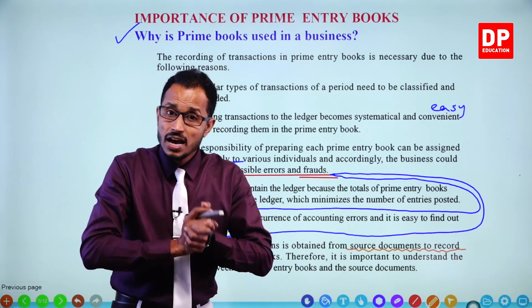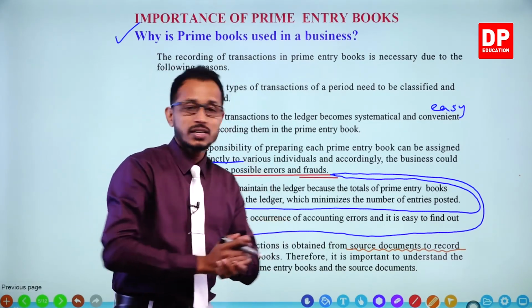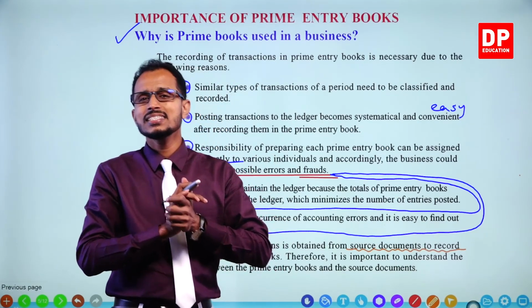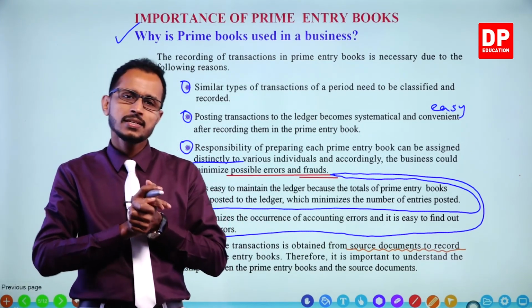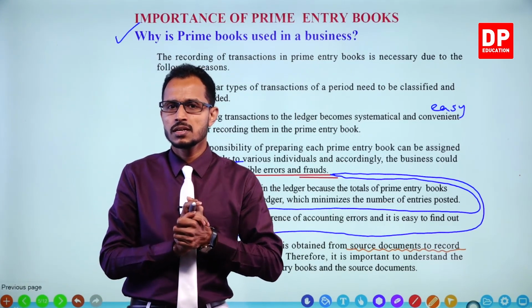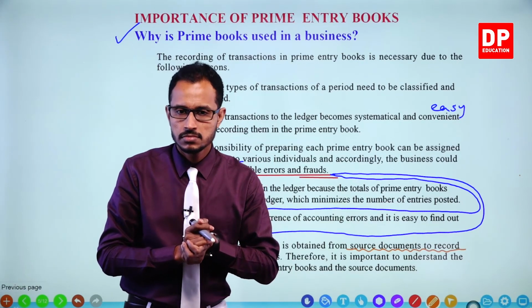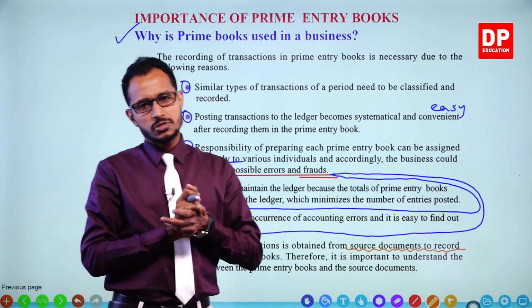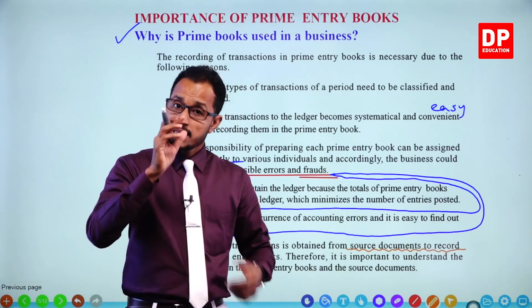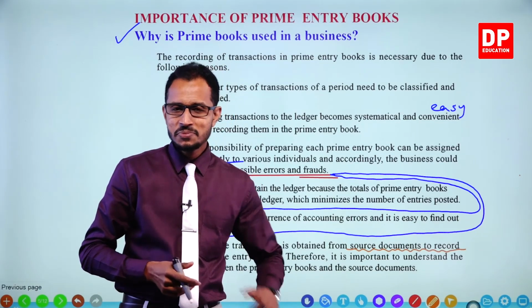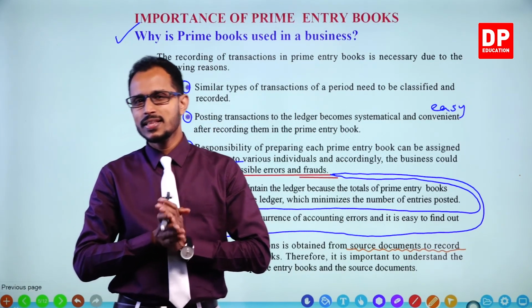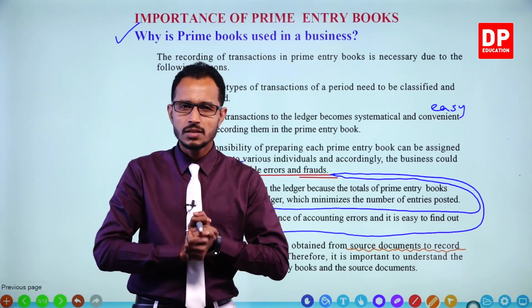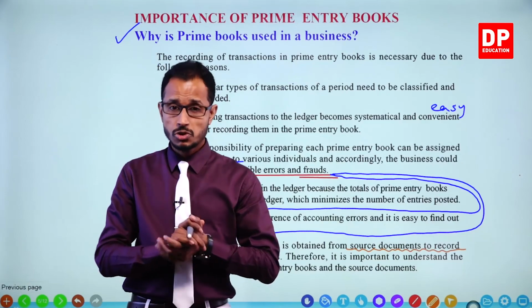In order to record transactions in prime entry books, children, there is something that businesses need. Those are called source documents. That you are going to learn in the next session. So with this knowledge, we will move on and learn about source documents.